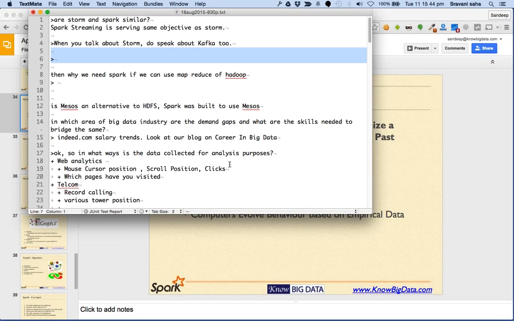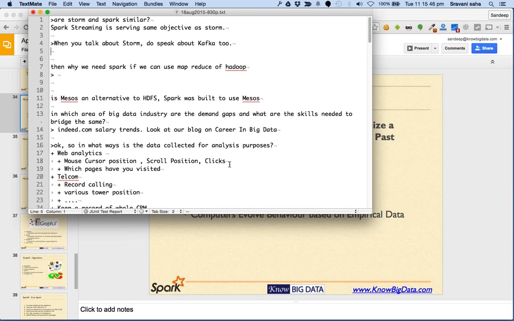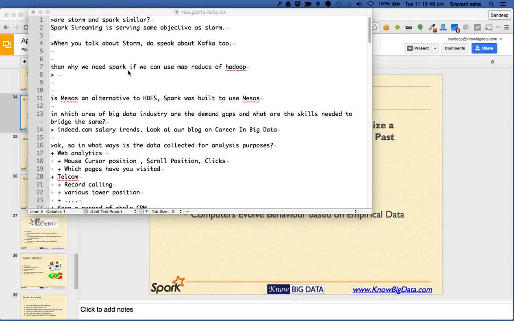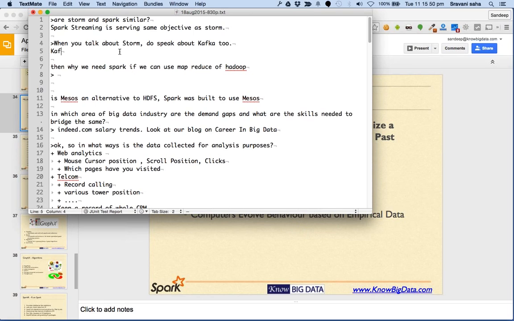Okay. So I think this got answered now. Kafka is a queue, which can be used organization wide for transfer of data.